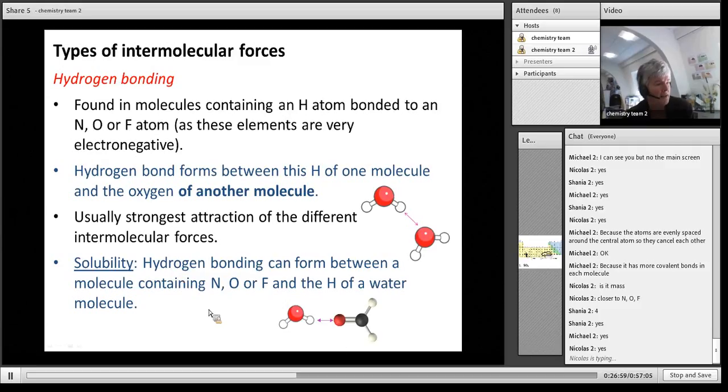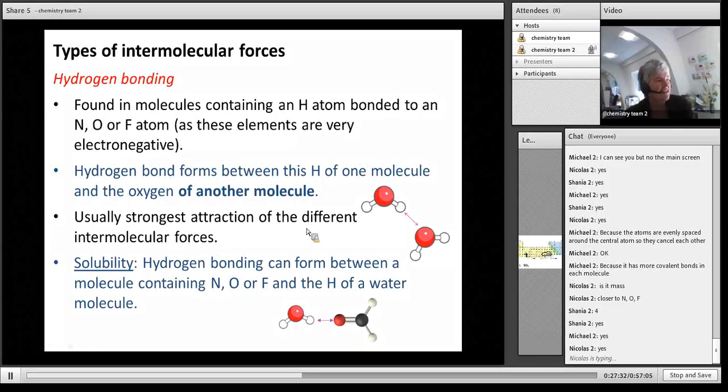So going back, and here I'm trying to show, this is formaldehyde. Can formaldehyde form hydrogen bonds between formaldehyde molecules? So in other words, if I've got pure formaldehyde, will there be hydrogen bonding between those molecules? So nobody wants to have a go?